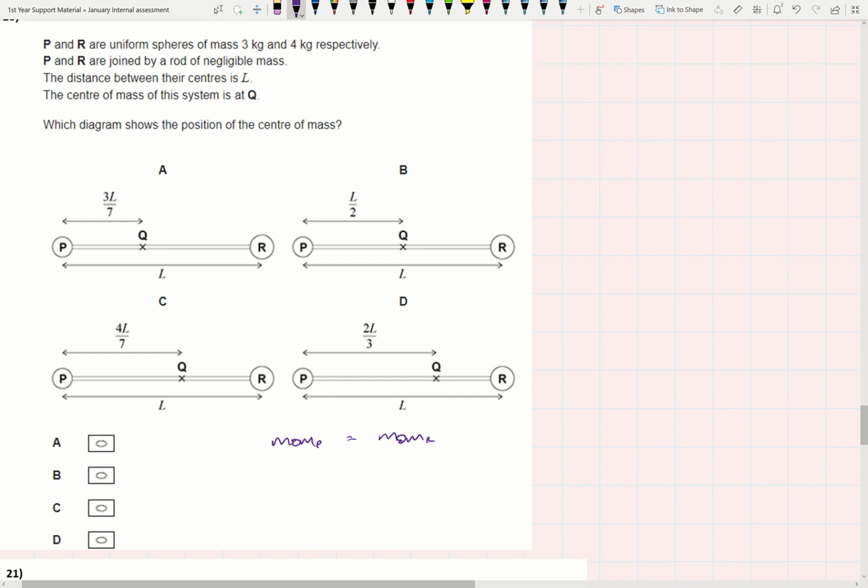I feel like there's an easier way to do this. I'm pretty sure there is. Let's take moments about P. So if I say that the mass of R times G struggling. Let's take a pause there.